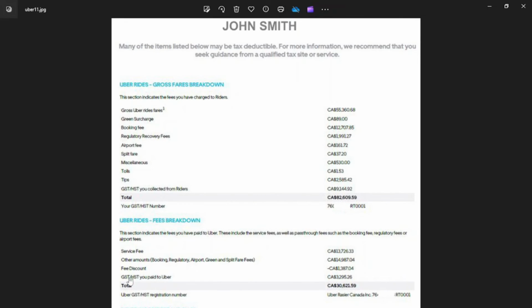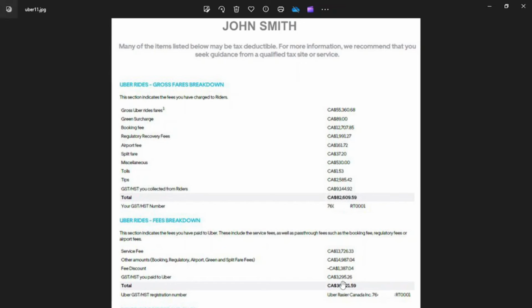GST/HST you paid to Uber. Again, this is an important amount, which is very useful for your HST return filing. This is the amount that you paid to Uber for Uber's services. Or let's put it this way: the driver is the one who is providing revenue to Uber, so that means Uber is charging HST on its services to the driver as well, right?